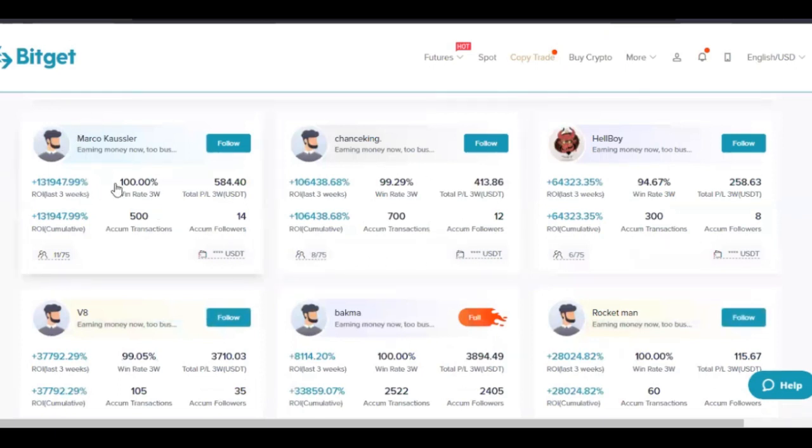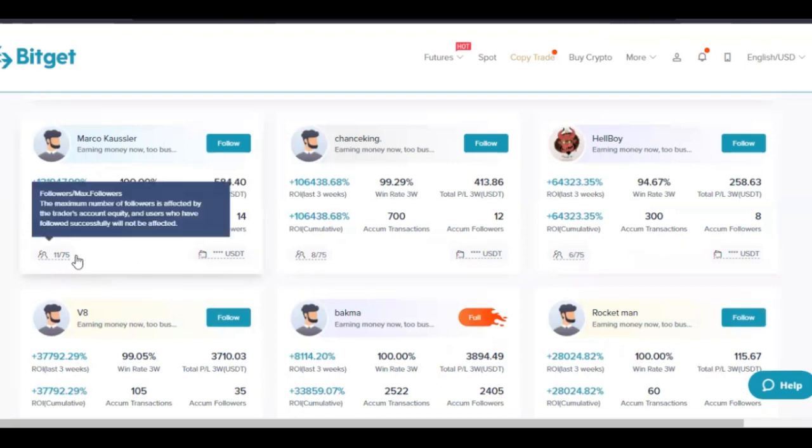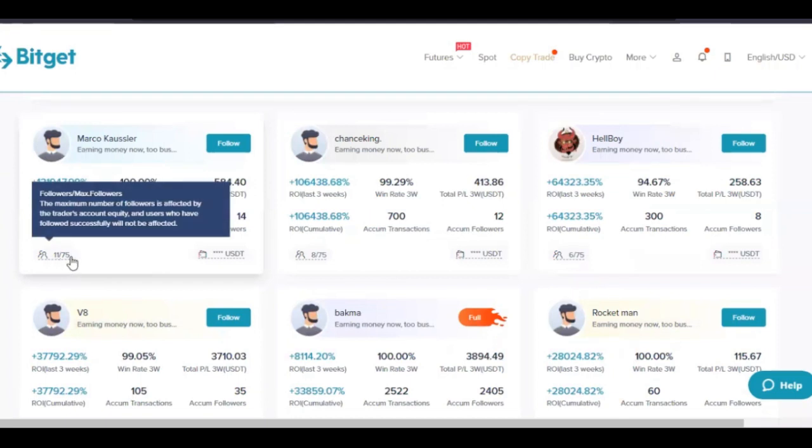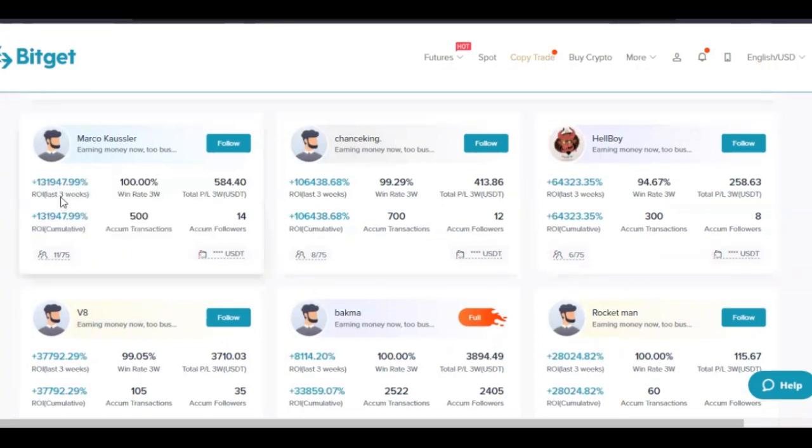And this person has 100% win rate, and he has made room for 75 persons to copy his trade. Right now, it is only 11 out of the 75 that are copying him. So if I want to copy this person, for instance, I'll just go ahead and click on him. This person has made about this in the past 3 weeks. This person has 99.2% win rate, and the cumulative transaction is about 700.